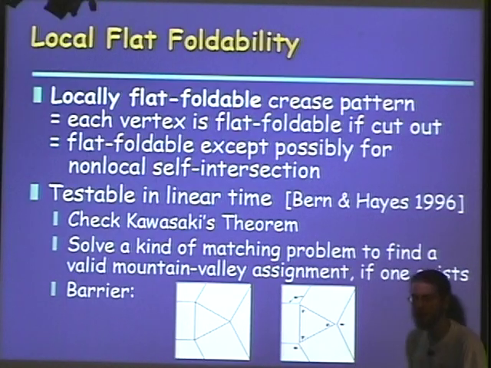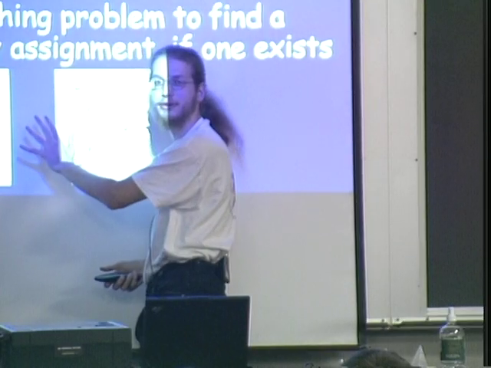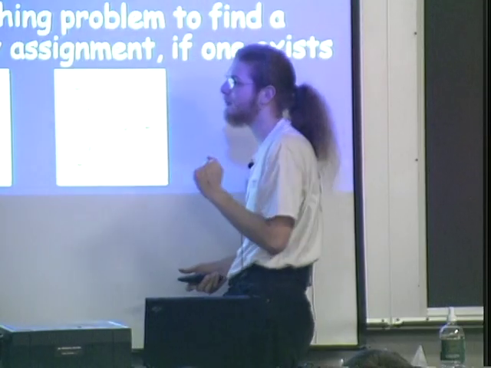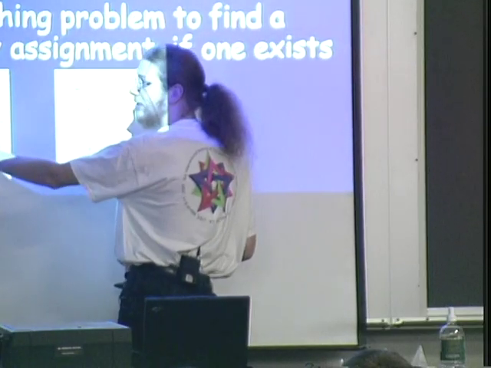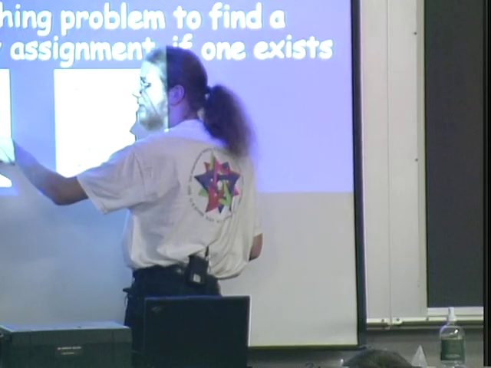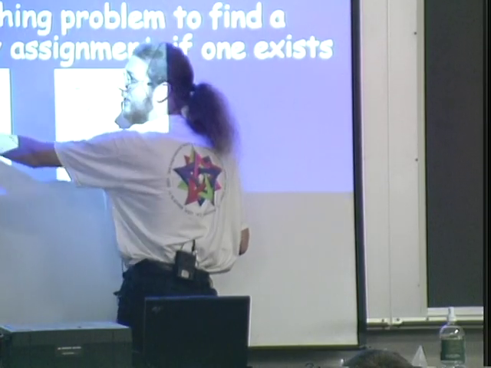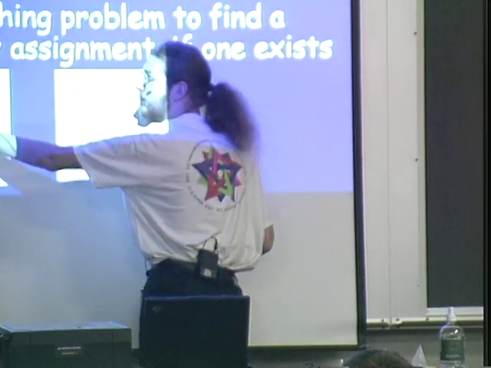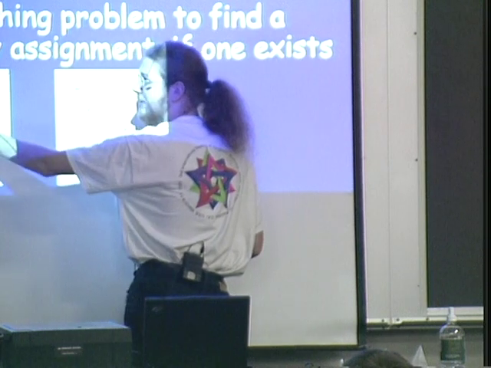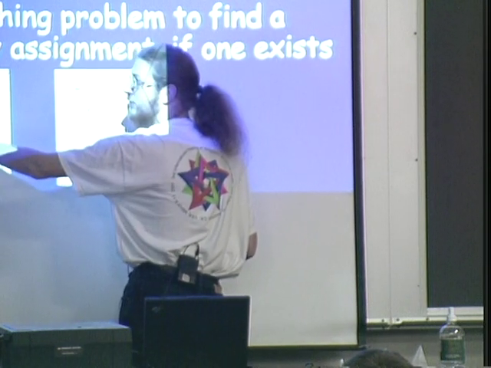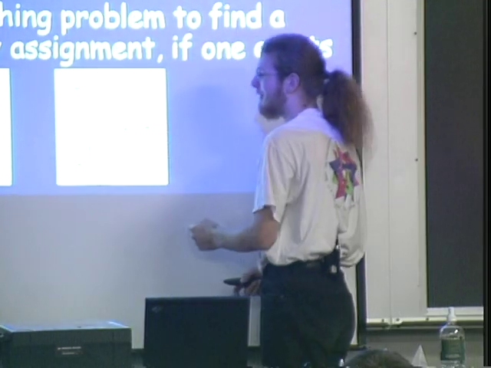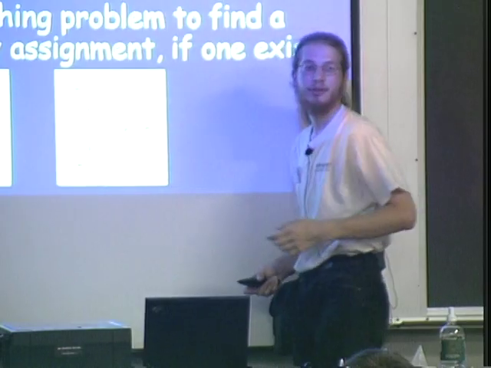Well, that's not quite true, because what you need is a mountain-valley assignment for the entire graph that's consistent for each of the little vertices. That's the notion of flat foldability. I want one mountain-valley assignment, so this edge can only be either mountain or valley, and it's got to work on this side and on this side. And this is an example that does not work because of this odd cycle in the middle. This angle is smaller than the two surrounding angles, and so these two creases have to have opposite signs, and it's an odd cycle, and so you can't resolve it.